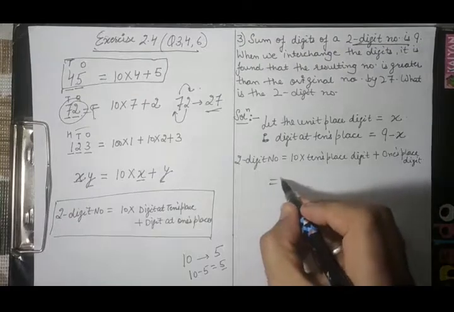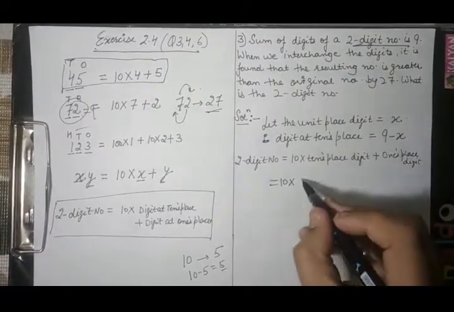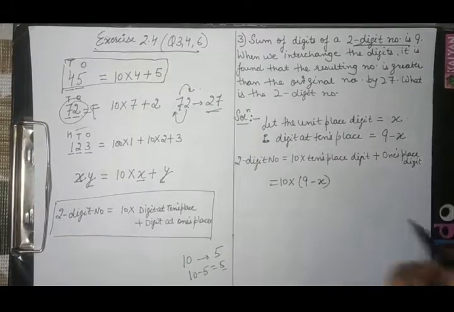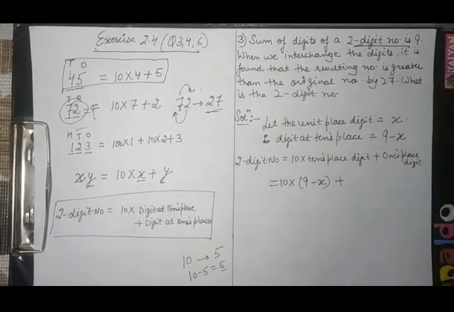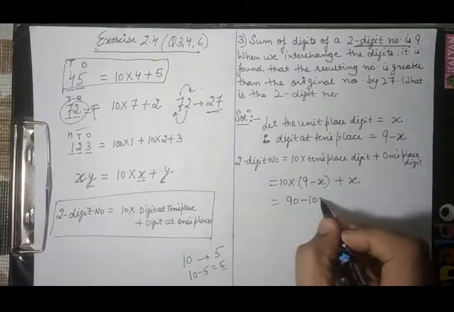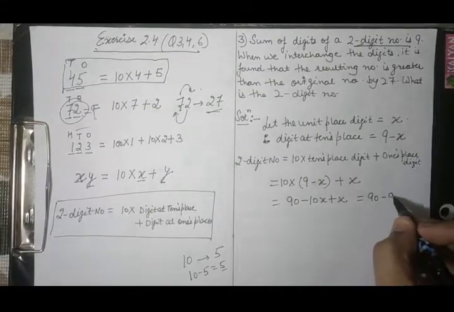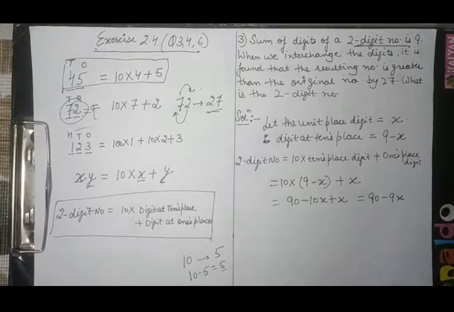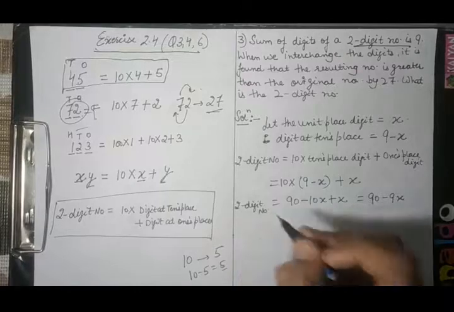So here it will become 10 into, what is the tens place digit? That is 9 minus x. So here we will put the value plus, what is the ones place digit? That is x. So we will multiply, this will become 10 into (9 minus x) plus x. This will become 90 minus 9x. So this is our two digit number which is in the form of this.